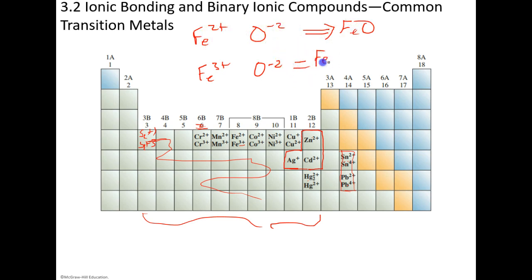This formula would be Fe2O3. Okay, they both are iron oxide. This is iron oxide, and this is iron oxide. But one of them comes from the iron 2+ ion, and the other comes from the iron 3+ charge. So they have different formulas. From the formula, you can figure out which charge we are talking about. And that's how you're going to be able to tell based off of the formula.